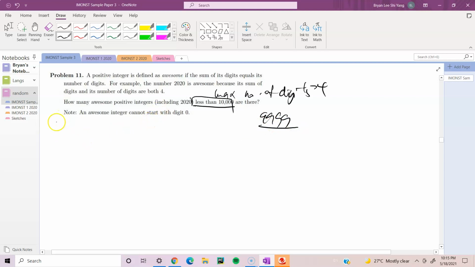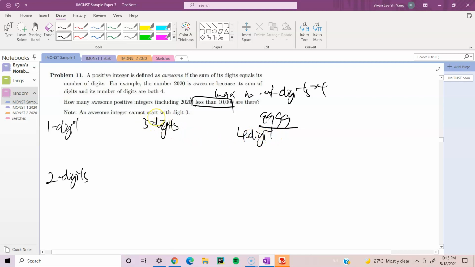So we will separate these into 4 cases. So 1 digit, then 2 digits, then we have 3 digits, then finally 4 digits. So we need to exhaust all of them. We need to find all of them out.